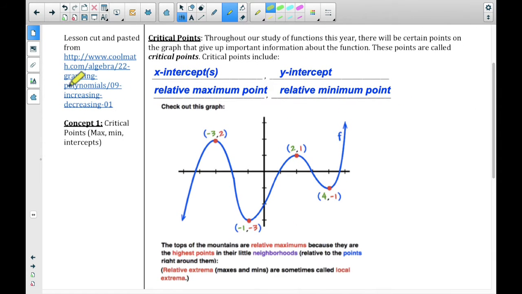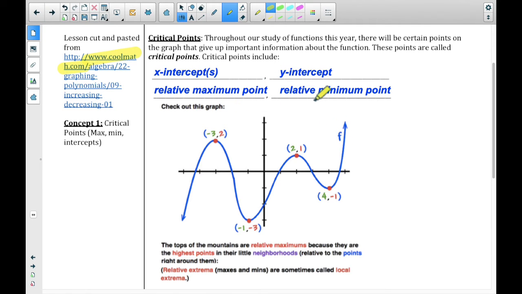So one thing is just to note that this is where I got the information from this lesson. This website, coolmath.com, you all are probably familiar with from playing games, but it has a lot more than games on it. And so this is where I'm getting this from.